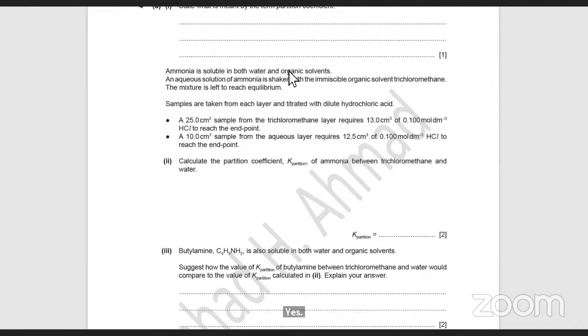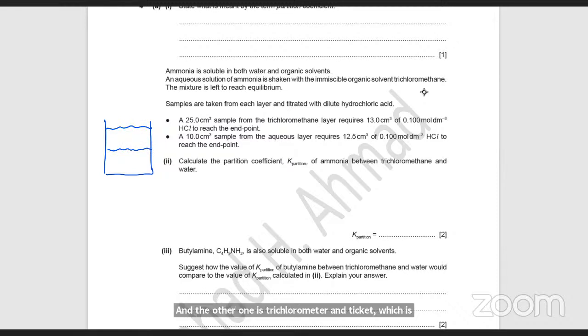Ammonia is soluble in both water and organic solvents. So an aqueous solution of ammonia is shaken with immiscible organic solvent trichloromethane. So an aqueous layer, right? So one layer is water, and the other one is trichloromethane. What was the formula of trichloromethane? CHCl3. Yes. And this is water.